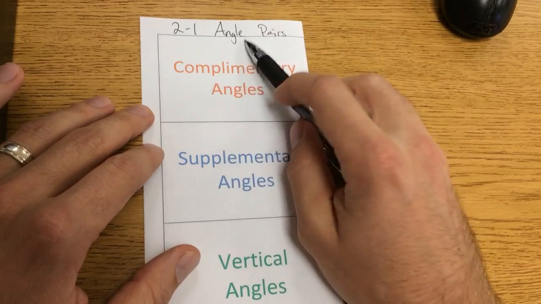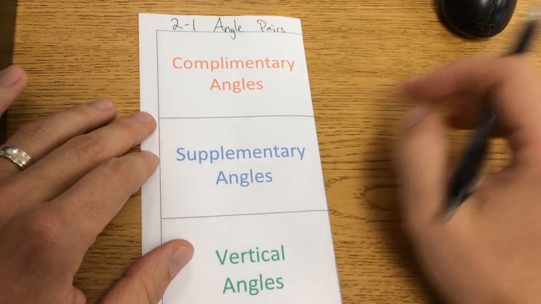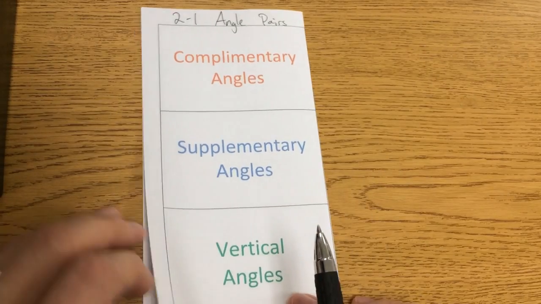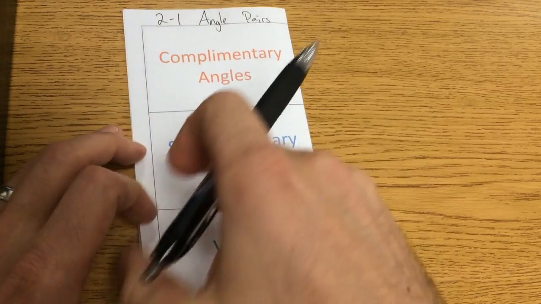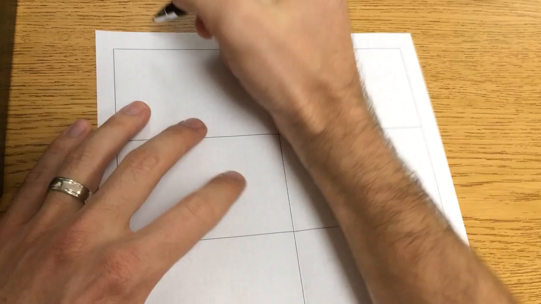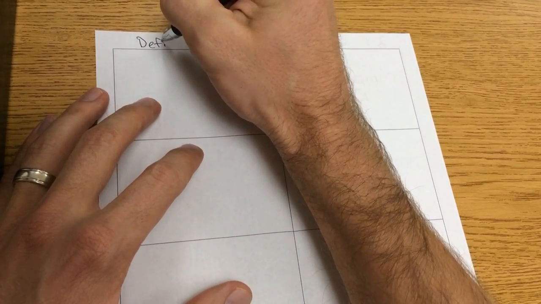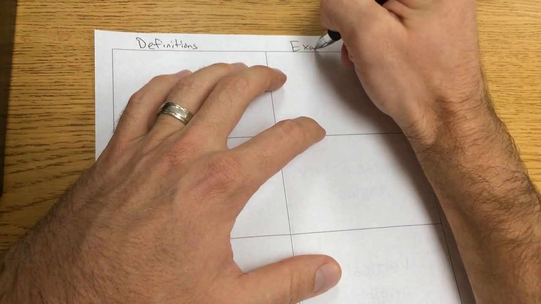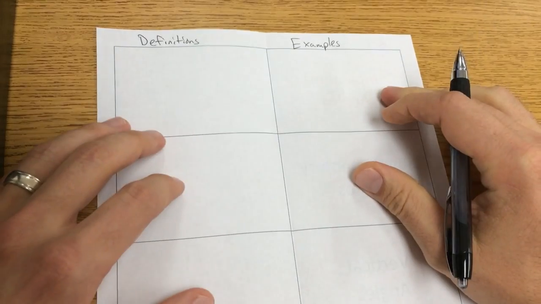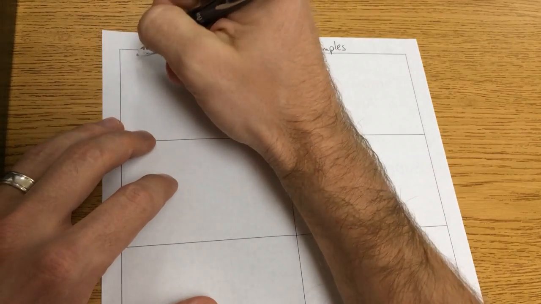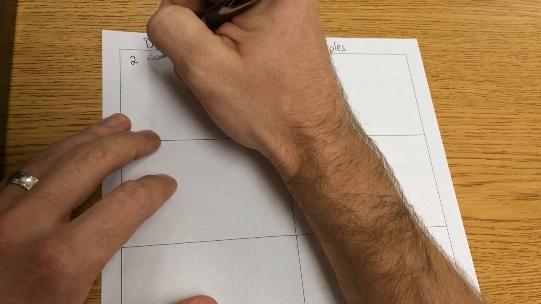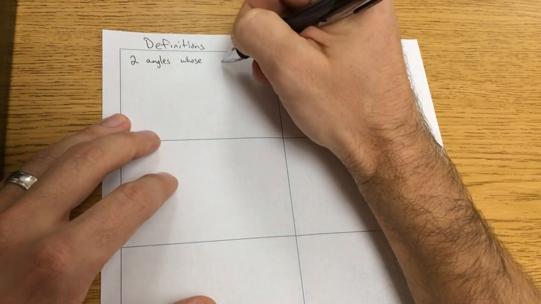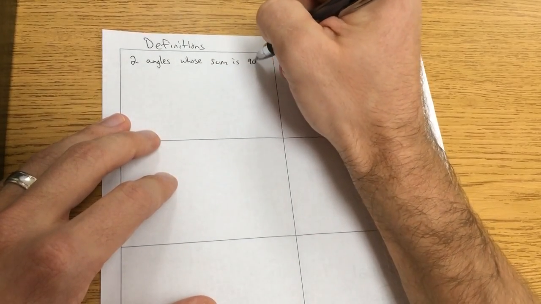Okay, like we said, 2-1 angle pairs is our title. We're going to go through each one of these types of angles and give you some examples and definitions of them. So when you open up your piece of paper, the first one we're going to do is complementary angles. On the left-hand side, I'm going to put some definitions, and the right-hand side will be examples, what they look like. The definition of complementary angles is 2 angles whose sum is 90 degrees.